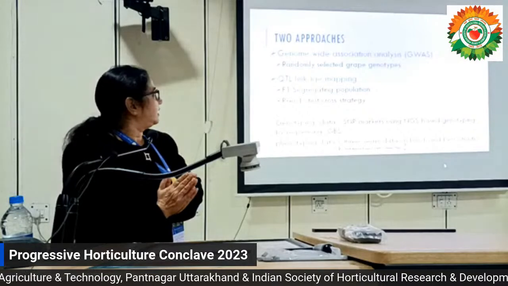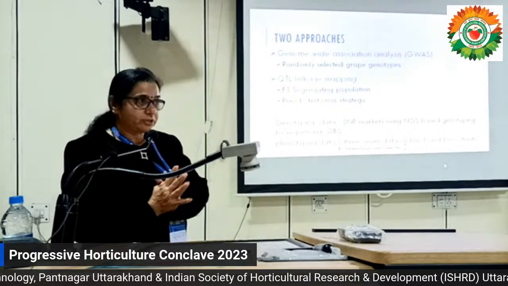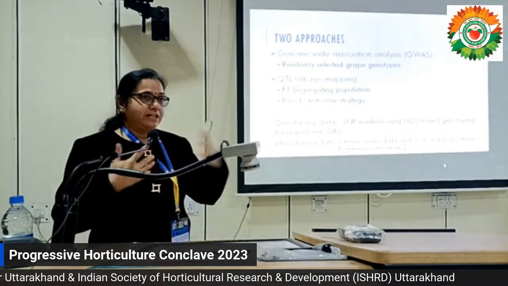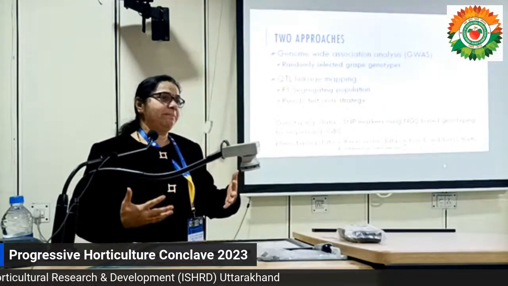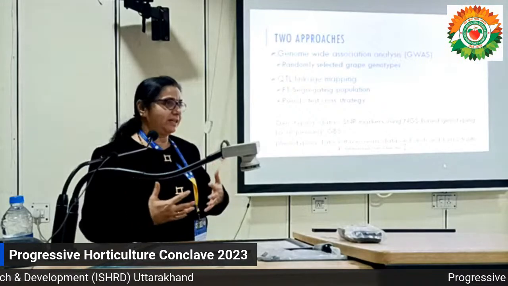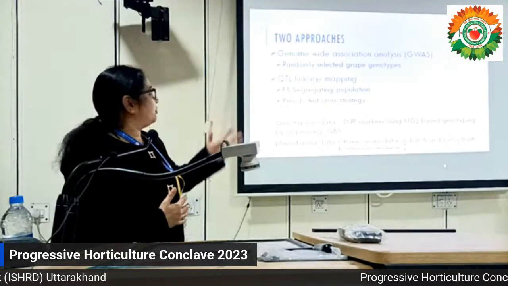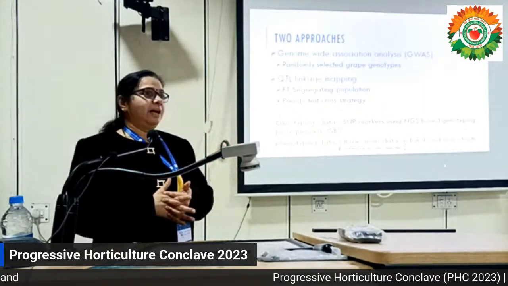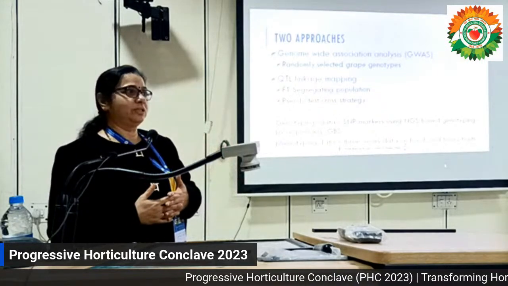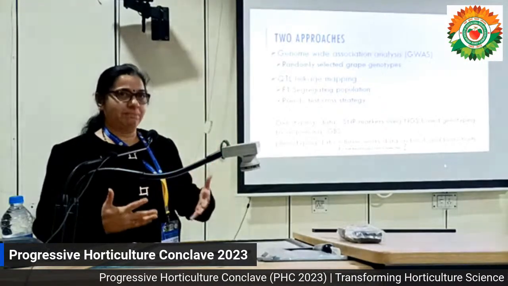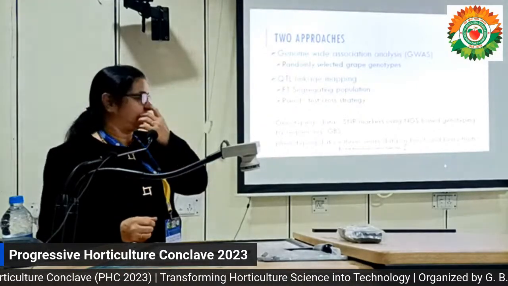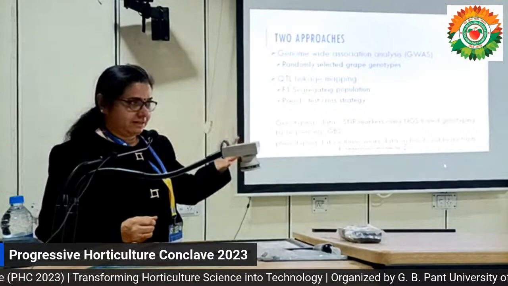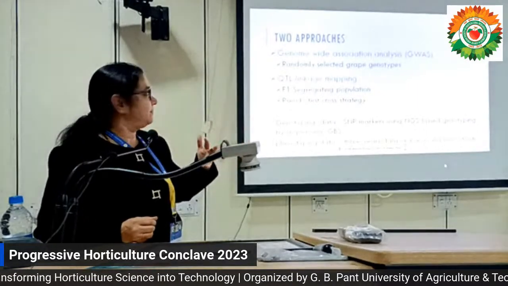So in this study, we use two approaches, because generally for identification of genomic features, we need a large segregating population, but being a perennial crop, many times it is difficult. But genome-wide association analysis provides an alternate approach where we can use randomly selected germplasm. We have almost 475 accessions in our germplasm. So we selected randomly selected grape genotypes.